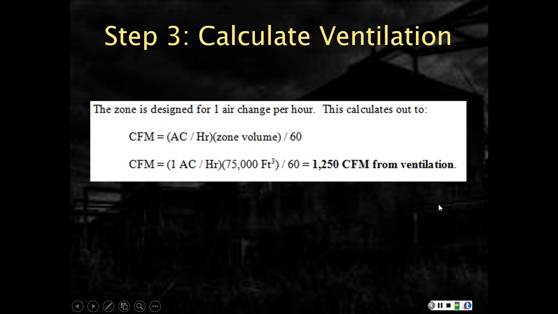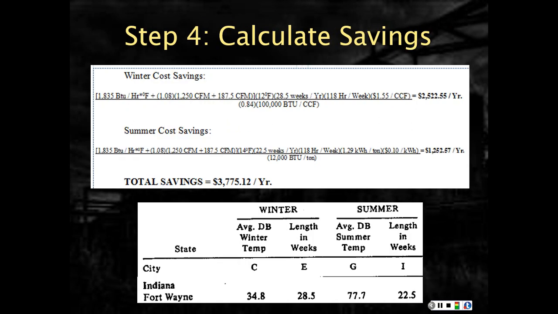I do the same thing with ventilation. I need so many air changes per hour times the zone volume divided by 60. It could be CFM per person, depending on ASHRAE standard 62, whatever. I need total CFM of ventilation. In this case, for this building, I need a total quantity of 1,250 CFM. I can add those two together, the 1250 plus the 187.5 times the 1.08 gives me BTUs per hour per degree Fahrenheit, which means I can add it to this other value.